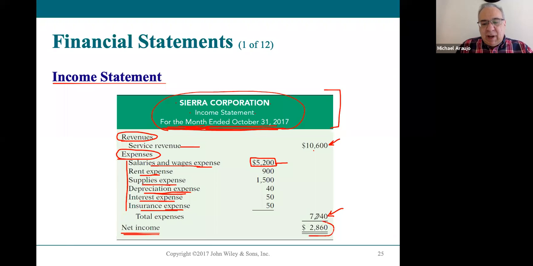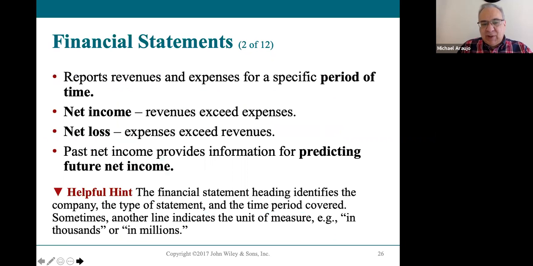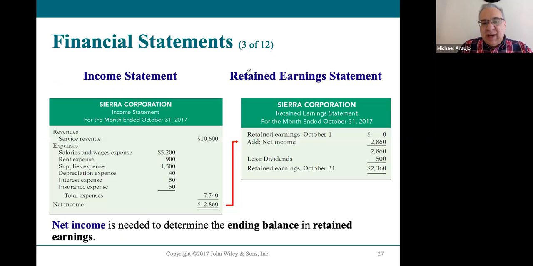So the question then becomes, what happens to this particular profit? Now that we know that this company made money in October, what's going to happen to that profit? Well, that's what the retained earnings statement tells us. It tells us what happened to that profit, how much of it was retained and how much of it was paid in dividends. Because those are really the only two things that can happen when a company makes a profit.